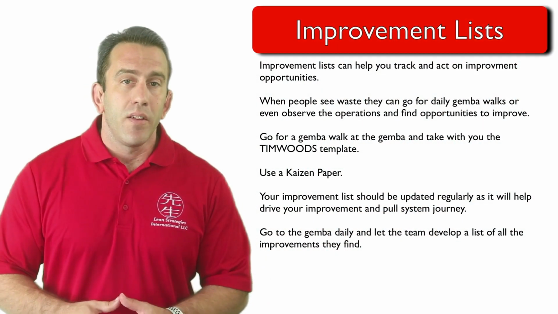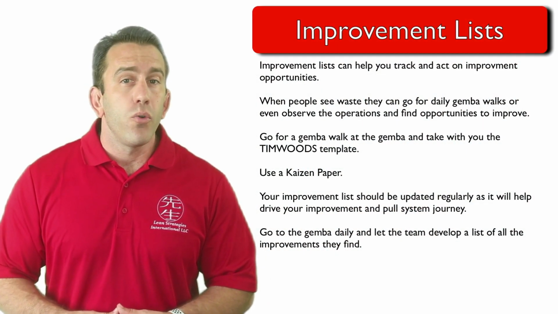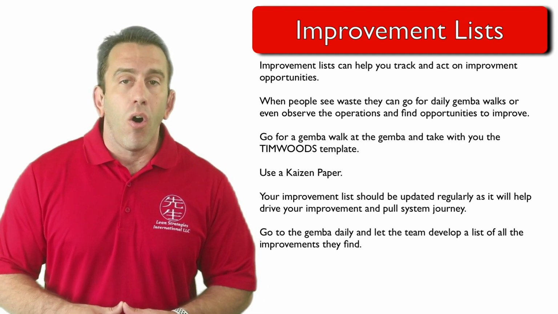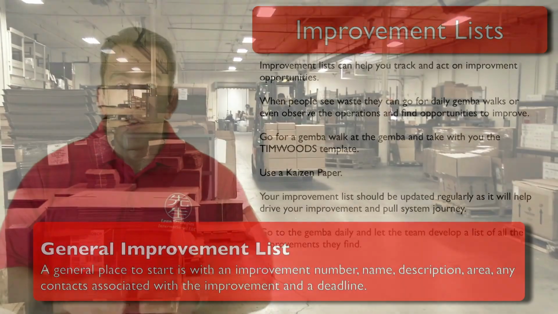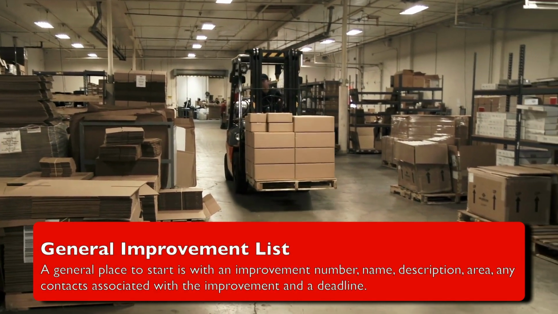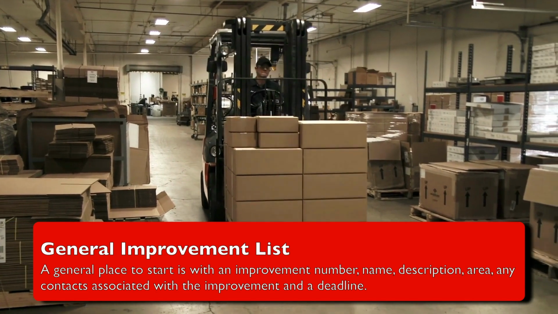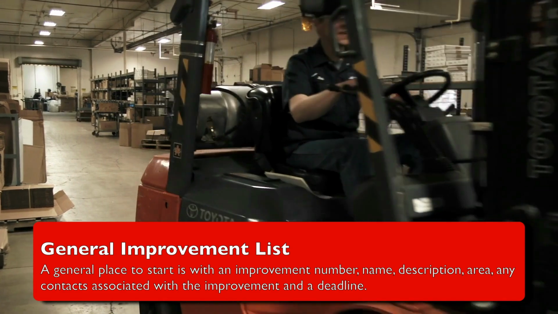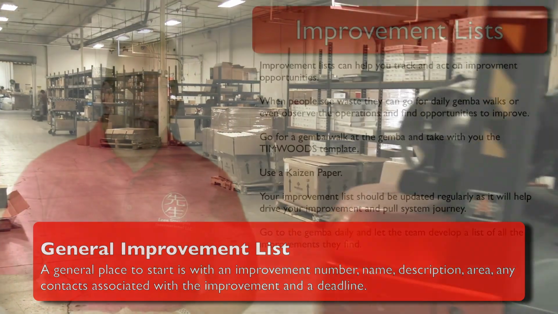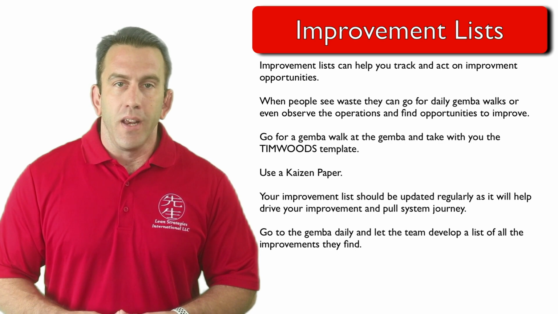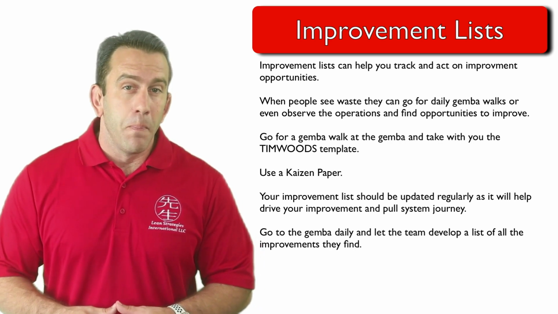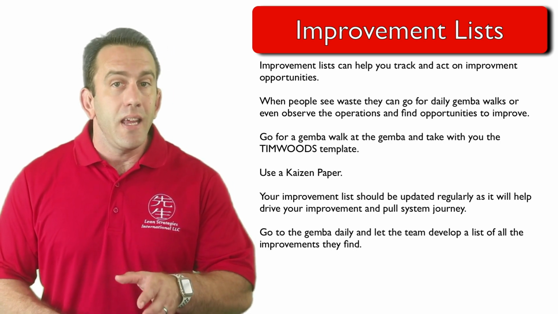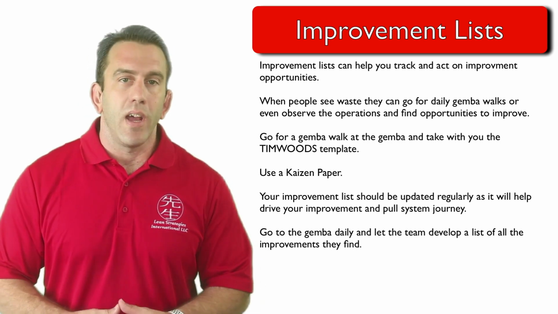Another very easy way to gather an improvement list is to go to the Gemba daily and let the team develop a list of all the improvements they find. A general place to start is with an improvement number, name, description, area, any contacts associated with the improvement, and a deadline. This list can help guide your improvement journey when implementing a POL system. Your list should include the steps that are necessary to completely implement pull in the chosen section.